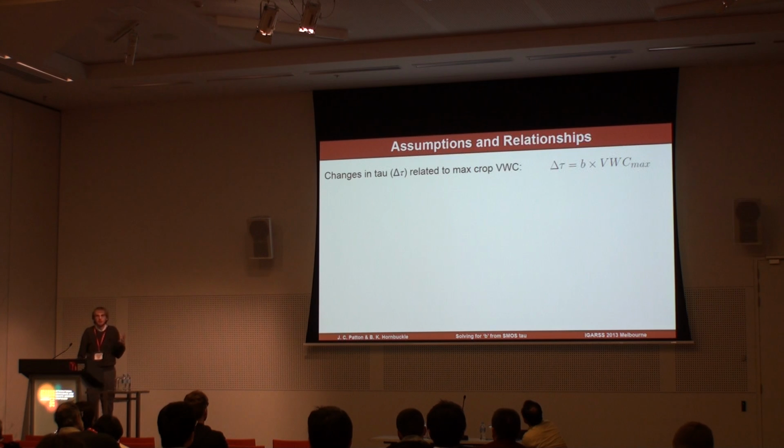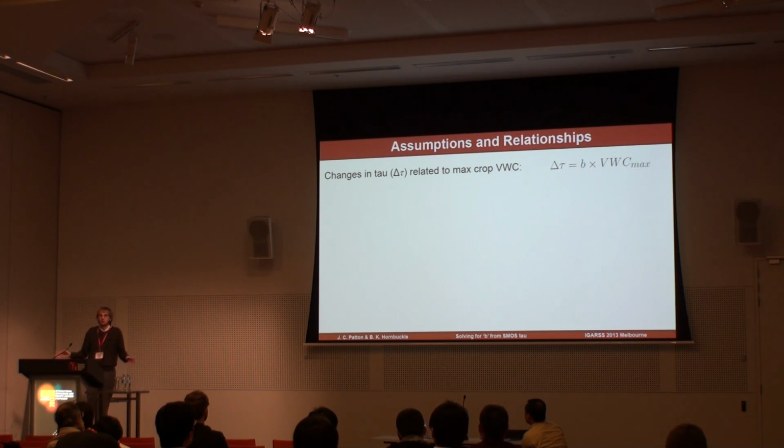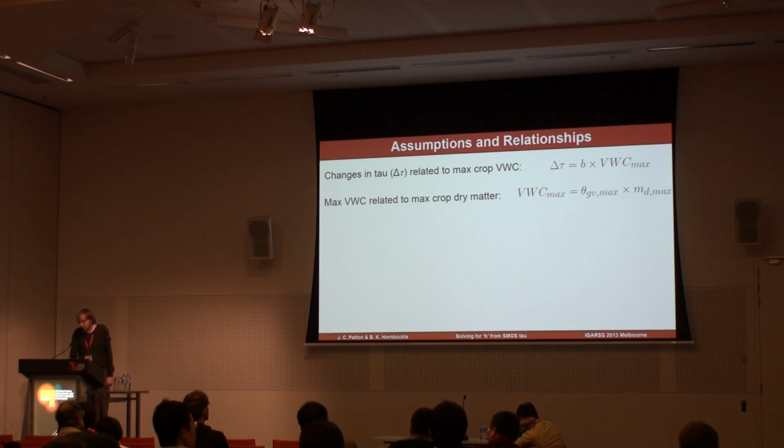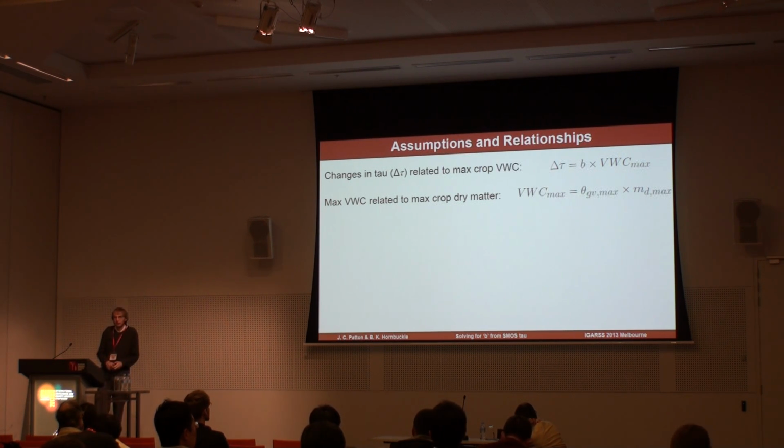So what are these assumptions and relationships? Well, the first one I've already kind of mentioned. Again, I'm talking about the change in tau, the maximum change over the growing season. We're saying that should be related completely to the water content in the vegetation. So the peak in tau should match up with the maximum amount of water in the vegetation, so I call it VWC max. Now that maximum VWC should in some way be related to the maximum dry matter in the crop.